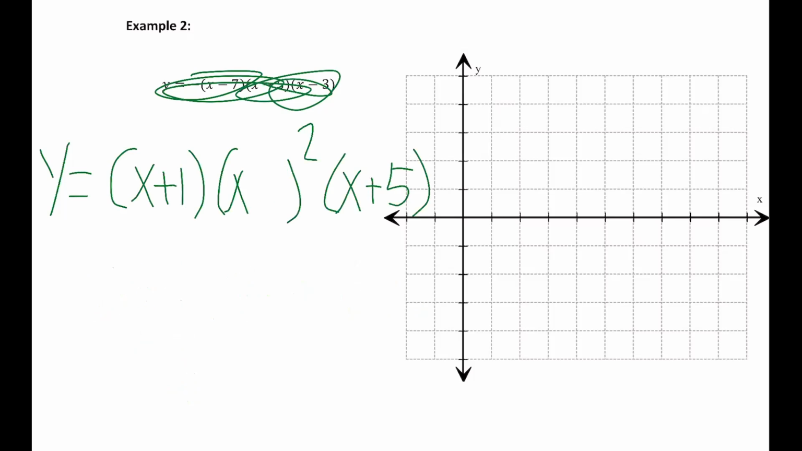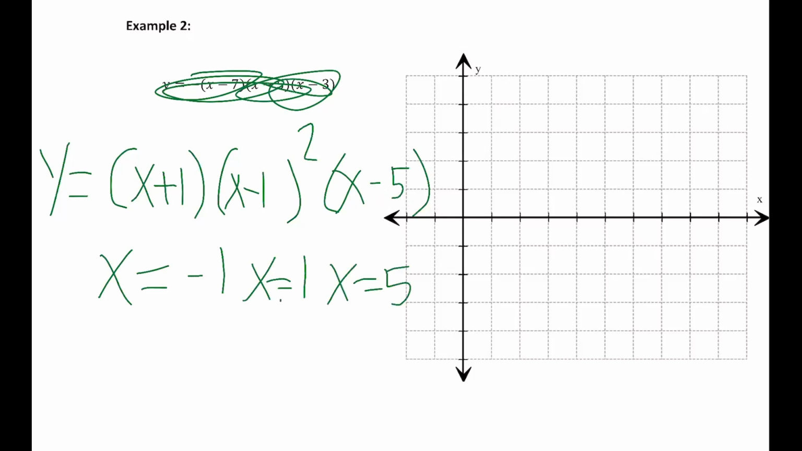Let's start fresh. So that would be x minus 1. Sorry, I was trying to make a problem that would work with the graph I'm given, where you only have positive x values to work with. So this would be x equals -1, x equals +1, x equals +5. This one has a multiplicity of 2, so it's going to bounce at that point.